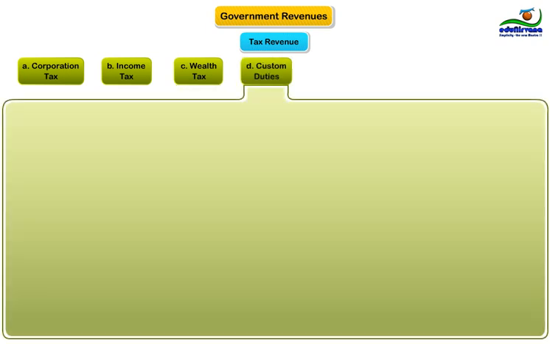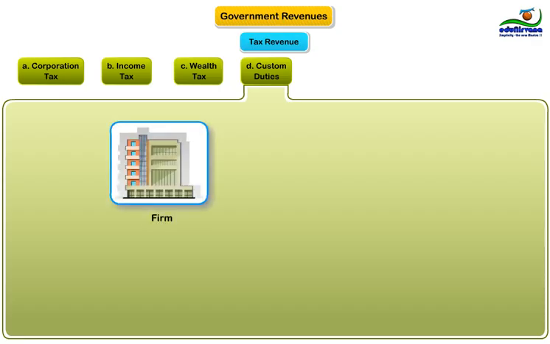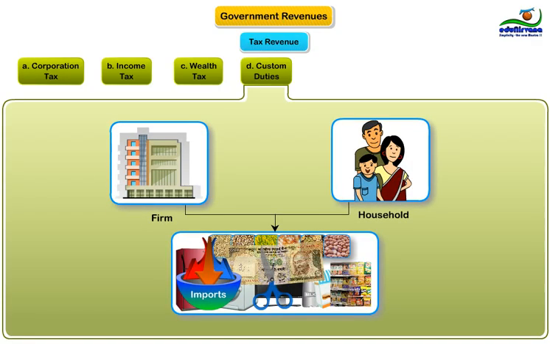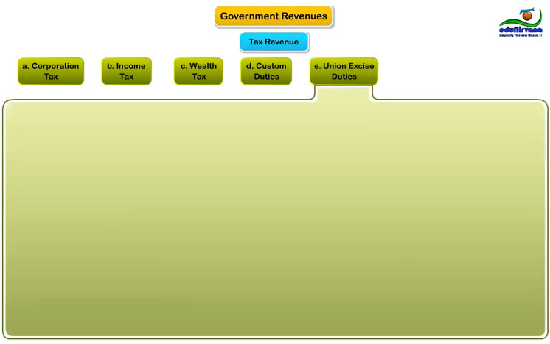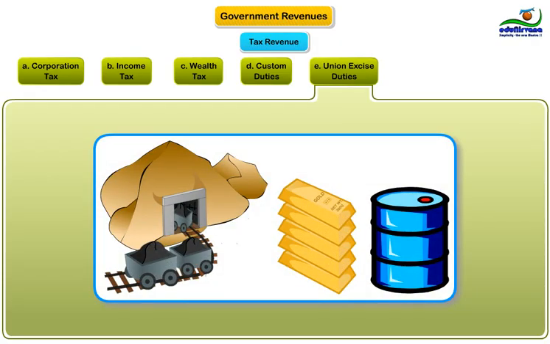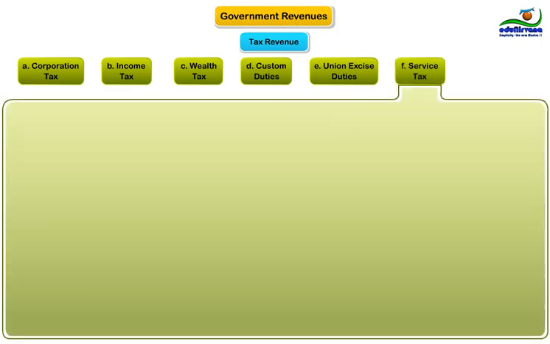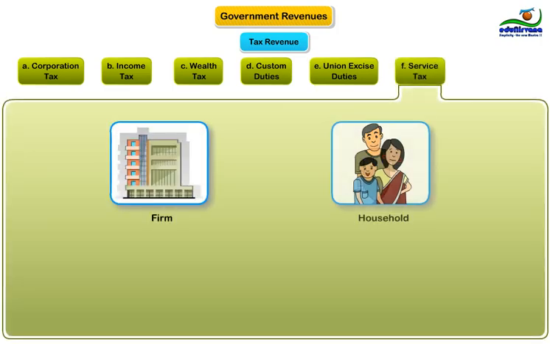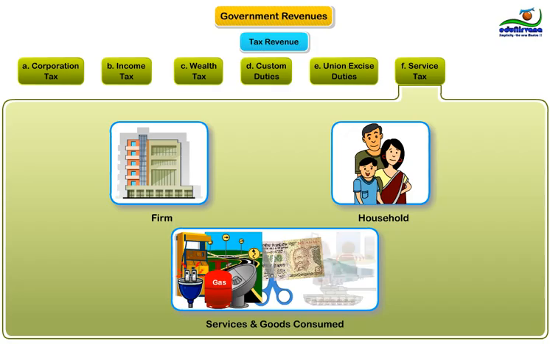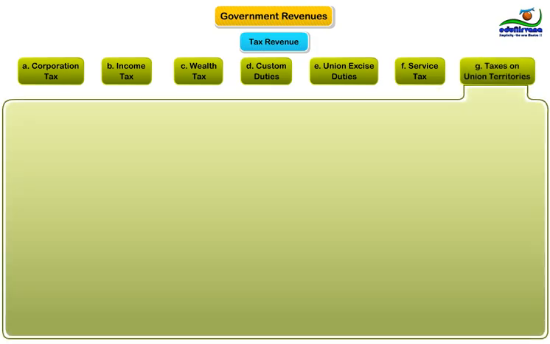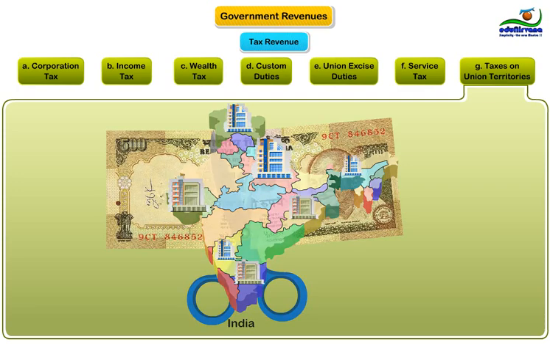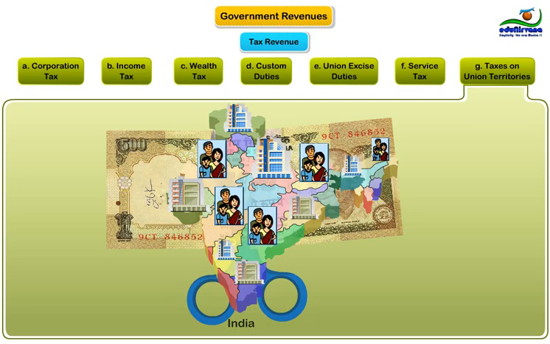D. Custom duties, paid by firms and households on imports and exports. E. Union excise duties, on goods produced and sold using natural resources. F. Service tax, paid by firms and households on services rendered and consumed. G. Taxes on union territories, tax paid by firms and households in union territories.